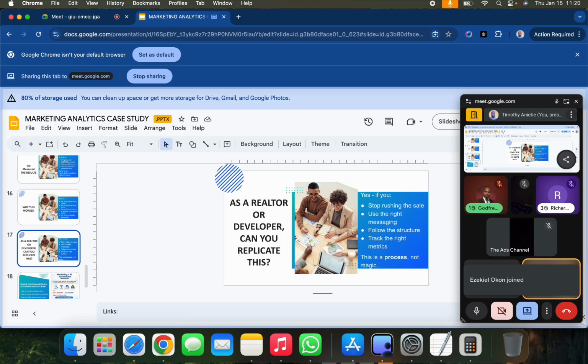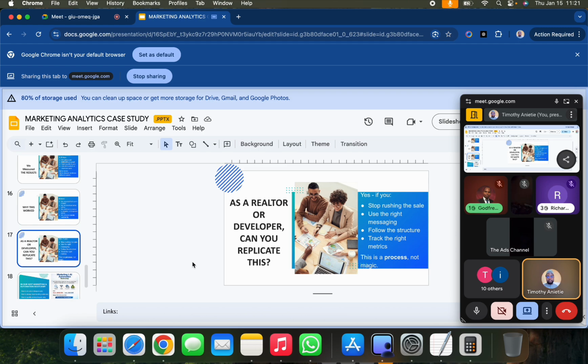All right, as realtors or developers, this system can also be replicated. You can replicate this system, only if you decide right here and now that you will stop rushing the sales, that you would also use the right messaging, follow the structure, and track the right metrics. You don't have to be too emotional in your approach. The fact that you have been running ads to WhatsApp and maybe once in 3 months you sell one property doesn't mean that you should stick to it.